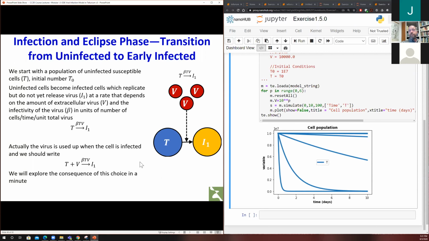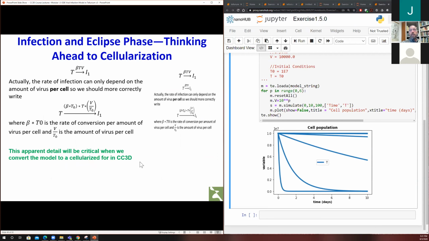Good question. Okay. And I want to make a side comment here. The figure seems to have gotten broken here. I don't know what happened. PowerPoint sometimes does that. If we think ahead to cellularizing this model, the statement that the uninfected cells become infected at a rate beta times the number of uninfected cells times the amount of virus seems innocuous. But in fact, it's not a meaningful statement.